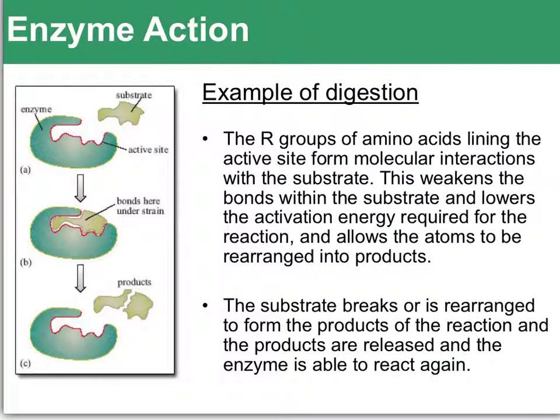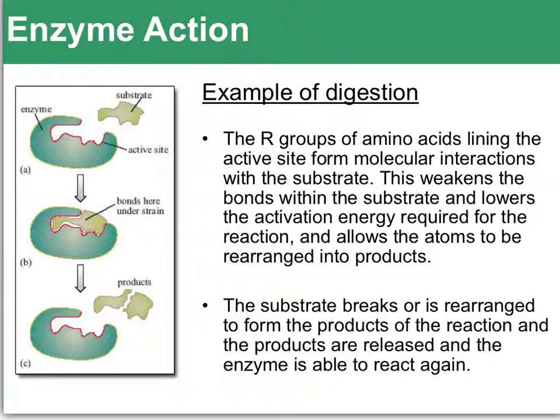So an example of an enzyme being used, for example, digestion. The R groups, so when you think of an amino acid, remember it's the R group that actually determines which amino acid it is. They line the active site and they form molecular interactions with the substrate, so the substance that is entering the enzyme.